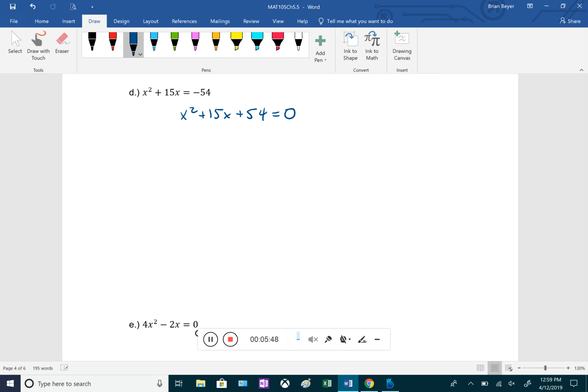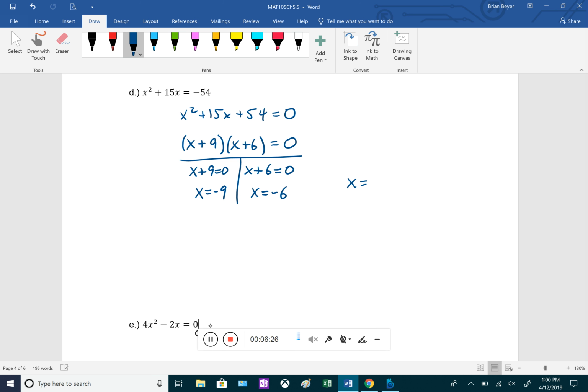And factoring this now, we're going to think of two numbers that multiply to 54 that add to 15. And that's going to be 9 and 6. So x plus 9 times x plus 6. And we set it up using the zero product property. So if the product of those equals 0, then one of those two linear factors has to equal 0. So we solve these separately, subtract 9 on both sides, we get x equals negative 9. Subtract 6 on both sides, we get x equals negative 6. So our solution set, our two answers are going to be x equals negative 9 and x equals negative 6.